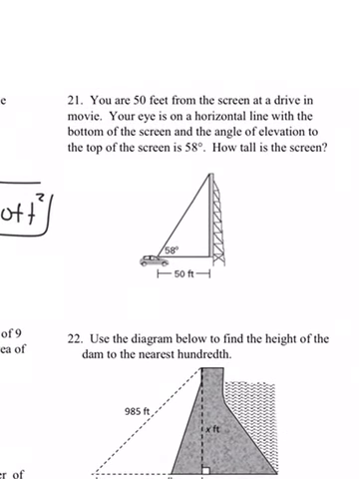21. You are 50 feet from the screen at a drive-in movie. Your eye is on a horizontal line with the bottom of the screen. And the angle of elevation to the top is 58. How tall? Trig. Opposite. Adjacent. Hypotenuse. We need to know how tall, so there's an X. I need the opposite. I need the adjacent. Opposite and adjacent is tangent.